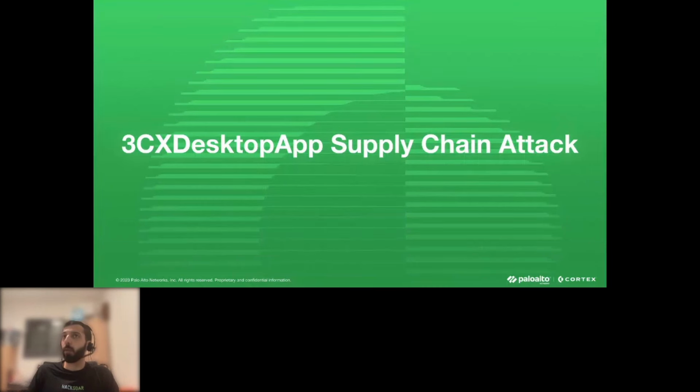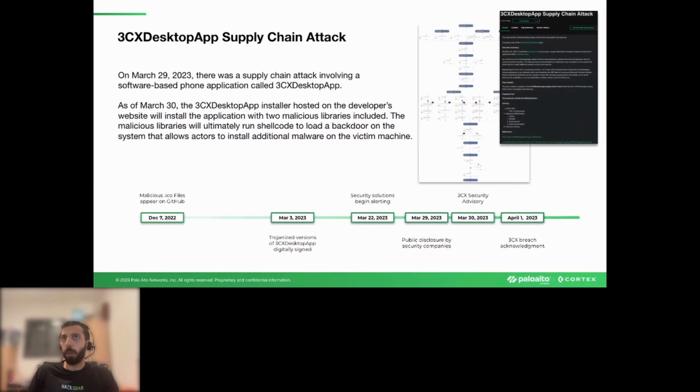And I've picked the 3CX desktop app supply chain attack that we encountered in March '23. So let's talk about it a bit. Why did we choose to respond to this breach? The 3CX desktop app supply chain attack received significant attention. The product was widely used. According to Cortex Xpanse, it was used by more than 247,000 systems across the globe.